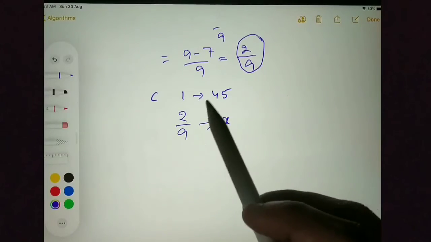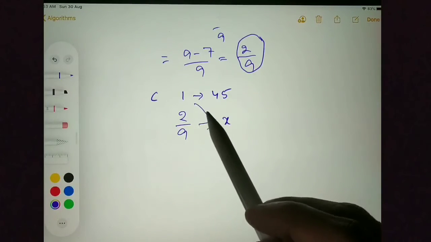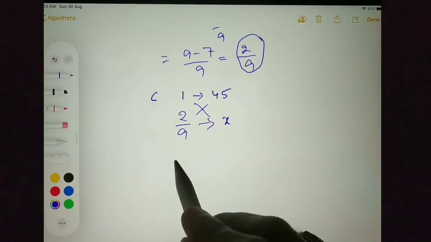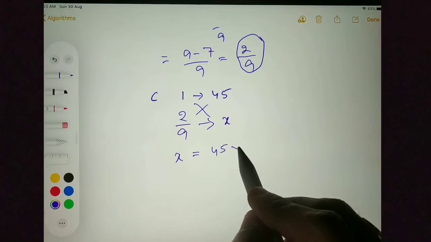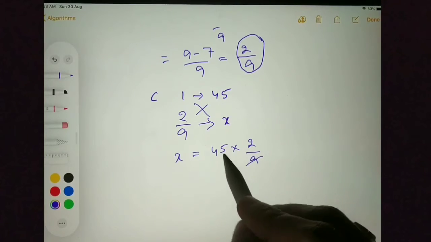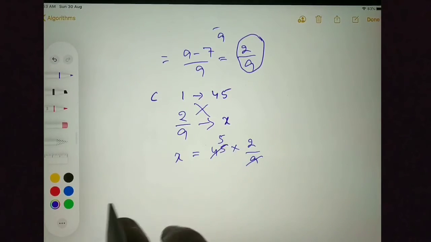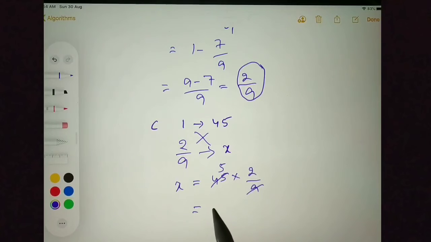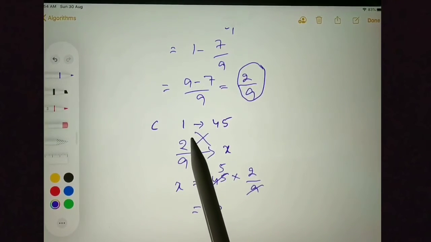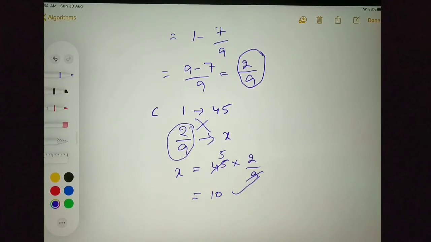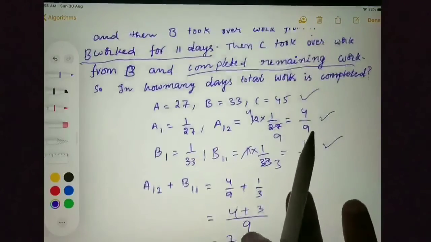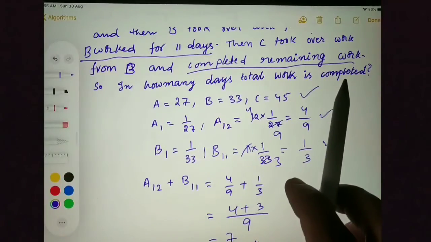As I said earlier, these kind of problems can be solved by cross multiplying. X into 1 is X, 45 into 2 by 9. 9 5s are 45, so 5 into 2 is 10. C can complete 2 by 9th work in 10 days. What is the question? In how many days total work is completed?